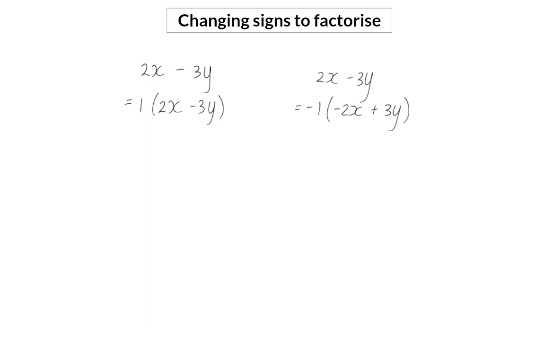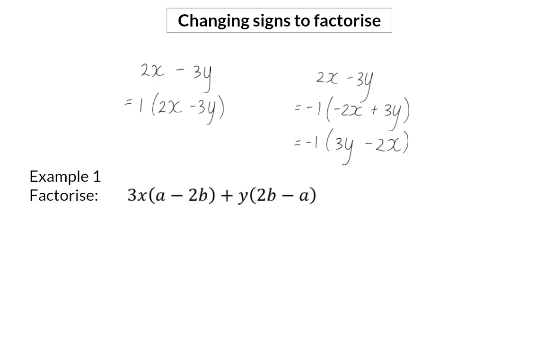Because of the commutative law, we can also choose to swap around the two terms in the bracket. So, for example, we can choose to write the positive term first and then the negative. This is useful when we have a look at our next example.